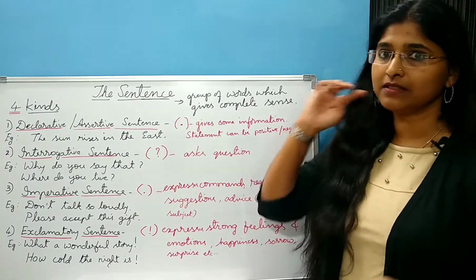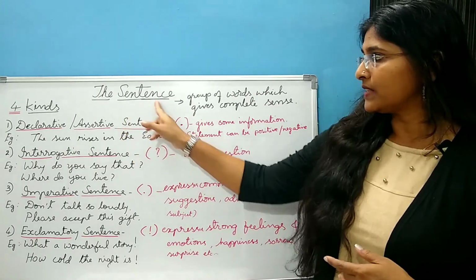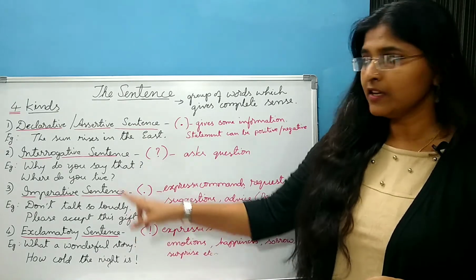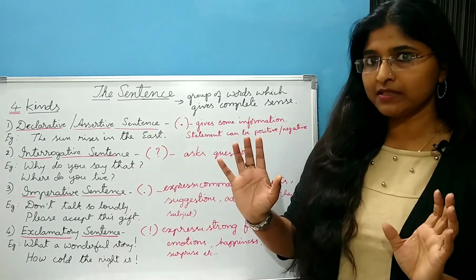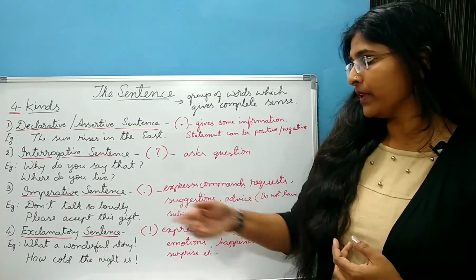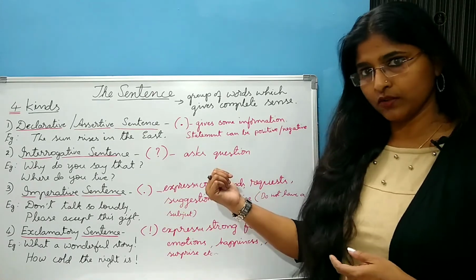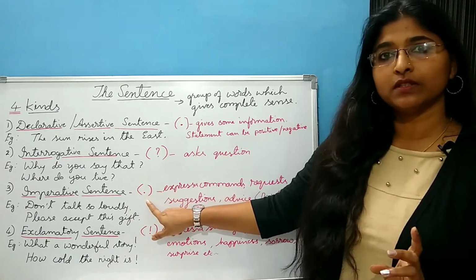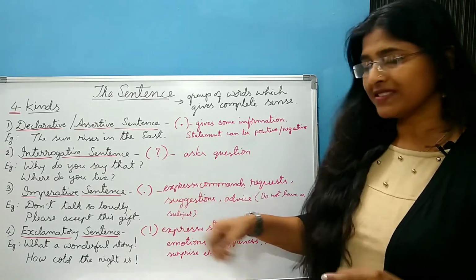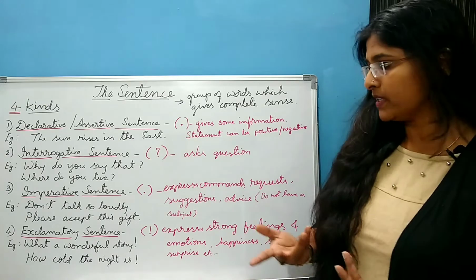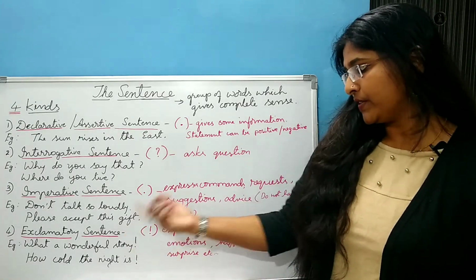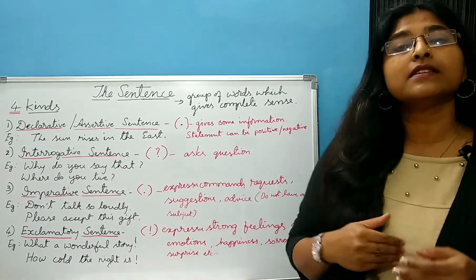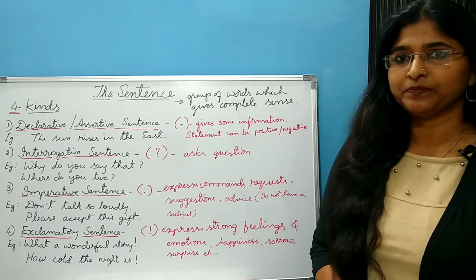So that's all about the sentence and types of sentence. The sentence is a group of words which gives a complete sense. There are four kinds of sentences: declarative or assertive, which gives a statement or information, ends with full stop. The second one is interrogative sentence, which asks a question and ends with the question mark. Next, imperative sentence, which also ends with the full stop but expresses commands or requests, suggestions or advice or warning. Exclamatory sentences end with exclamation mark. This is the exclamation mark, and it expresses the sudden feelings or emotions.